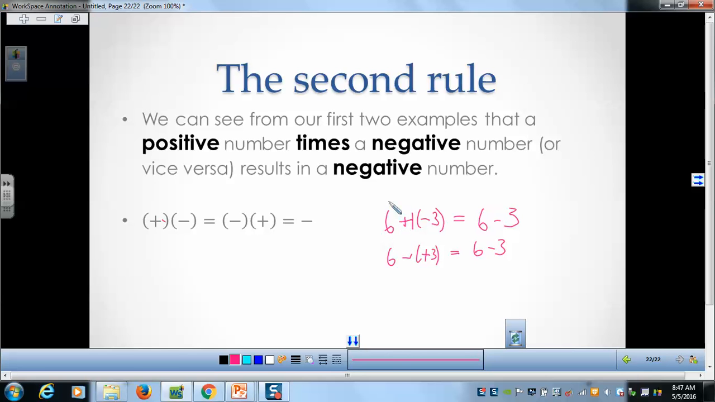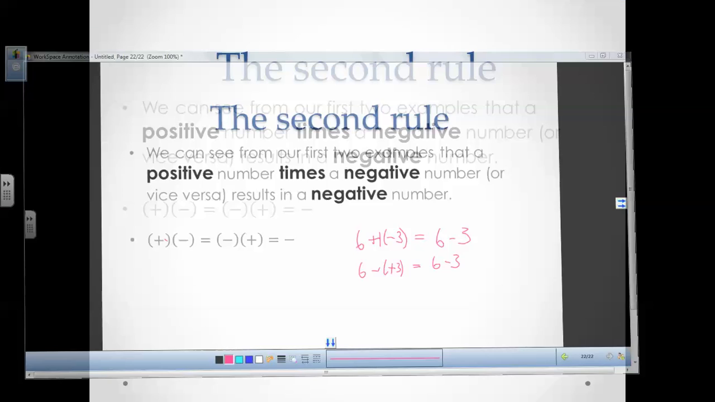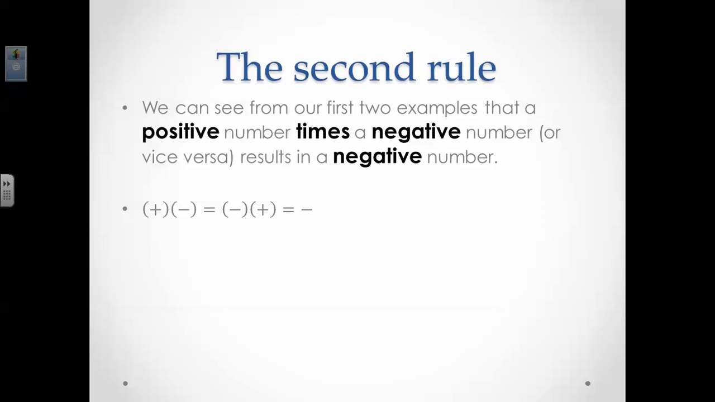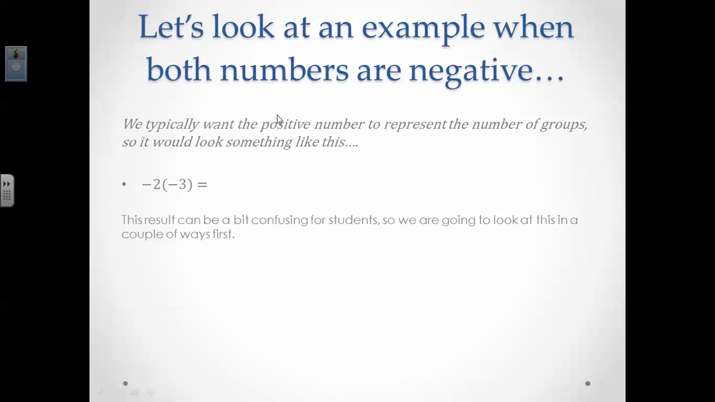Now the last property is a negative times a negative, and this is a little bit harder sometimes to see why this is true. So to help with this, we're going to do a little bit of pattern finding to see why it is as it should be.